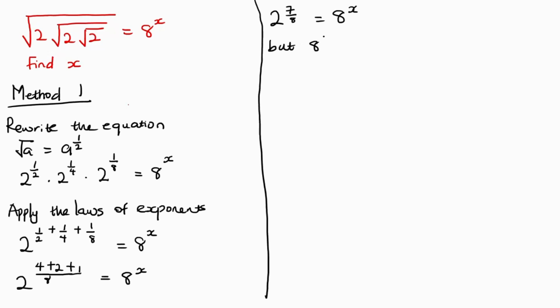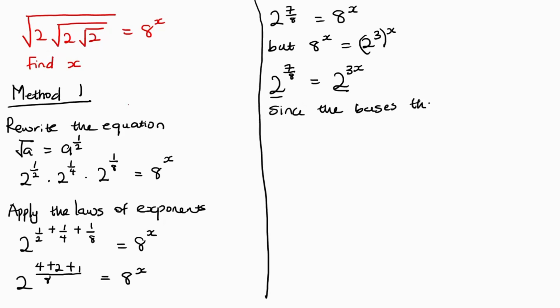But we know that 8 raised to the power of x can be expressed as a power of 2. So this will be equal to 2 raised to the power of 3 all into x. So we have 2 raised to the power of 7 over 8 is equal to 2 raised to the power of 3x. Now since the bases are the same, all we want to do is to equate the exponents. So doing this right here, we have that 7 over 8 is equal to 3x.